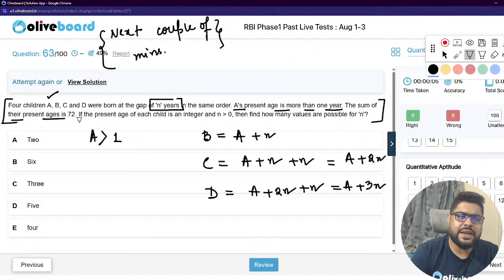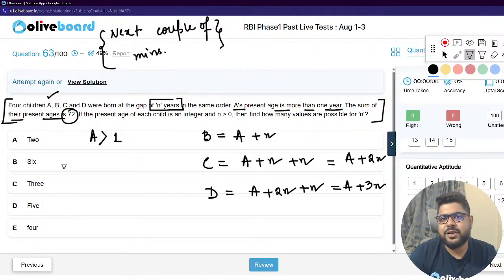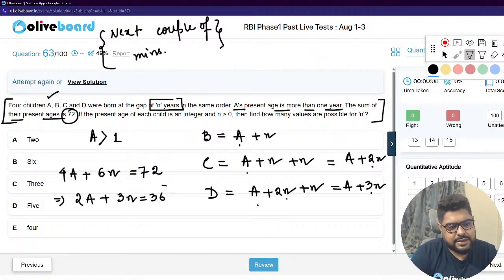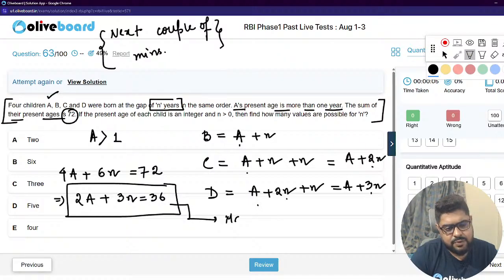Now the equation is saying total age is 72. Total age will be A plus B plus C plus D. So A will be 4 times, and n: 3 plus 2 plus 1, that means 6n. So 4A plus 6n equals 72. Thoda calculation, 2 I can take common and cancel. So 2A plus 3n is equal to 36. This is your master equation. This is what we call the master equation.